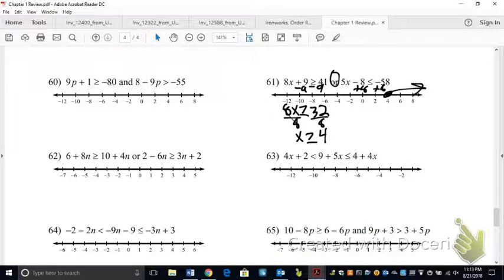Add 8 to both sides. We have 5x is less than or equal to negative 50. Divide both sides by 5, and we get x is less than or equal to negative 10. So again, it's less than or equal to, so we're going to put a solid dot on negative 10, arrow to the left. We have arrows pointing away from each other, which is good for an OR problem.